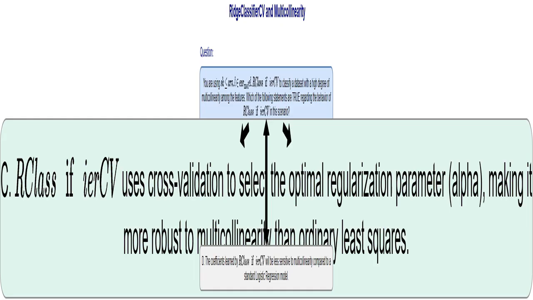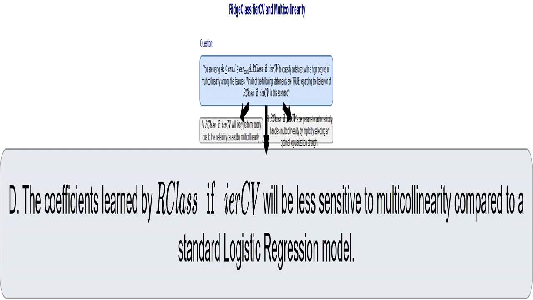Here, we are discussing the use of cross-validation in RidgeClassifierCV. I need to determine if this method makes the algorithm more resilient to multicollinearity problems compared to a standard least squares approach. This statement compares the coefficient sensitivity of RidgeClassifierCV to that of a standard logistic regression model when multicollinearity is present. I must determine if the regularization in RidgeClassifierCV leads to less sensitivity.